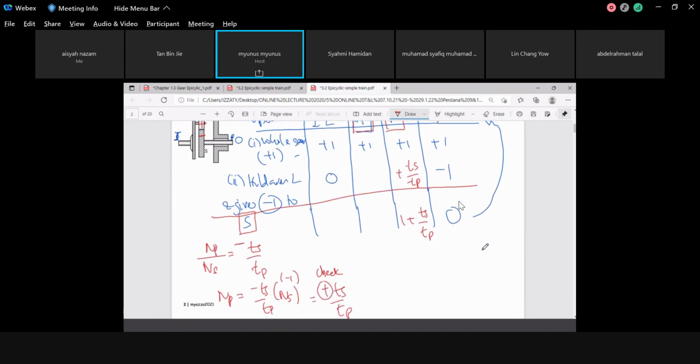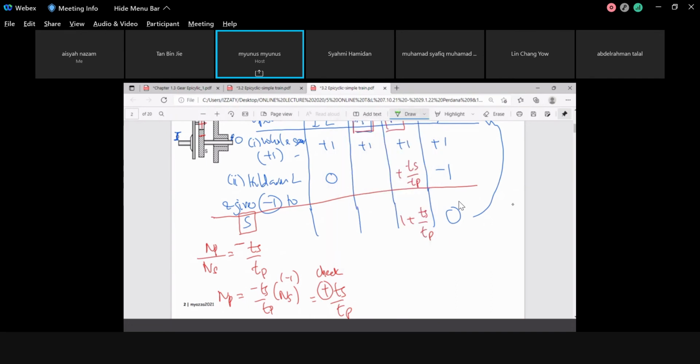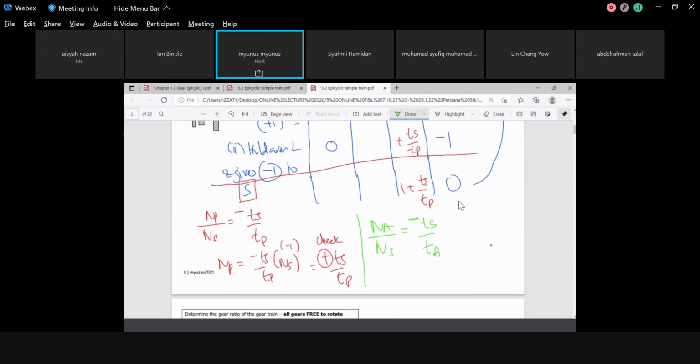Look at NA, because that column needs you to look for NA. So put it in NA. NA by NS. Remember the equation just now? It's TS by TA. You have negative. You don't have to show the proof. Just put it in NA and S, TS, TA.